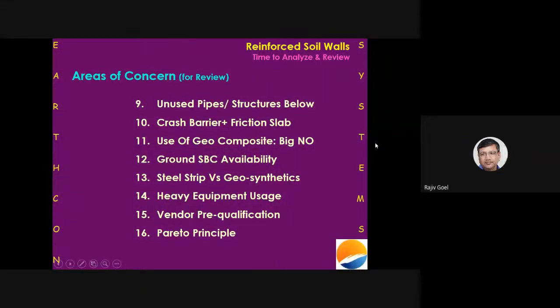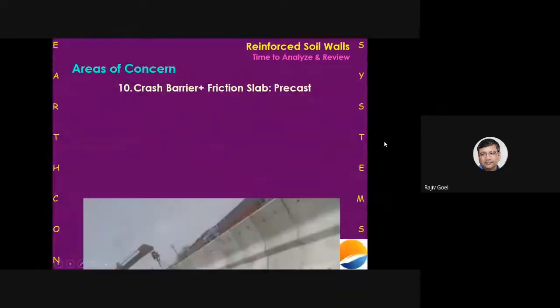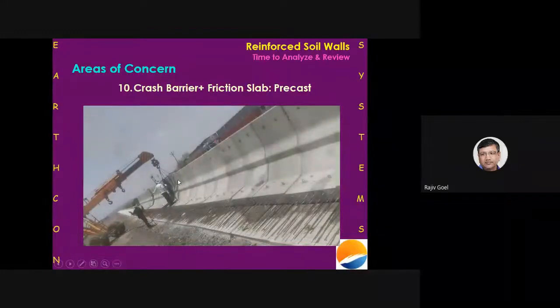Crash barrier and friction slab on RE walls. Another very interesting topic. This is how we do precast crash barrier. This part of the system from here to here is precast, and we are left with some dowels here. And this part of the friction slab is done in situ. Very important, because this in situ connection is what is holding all these individual pieces together.